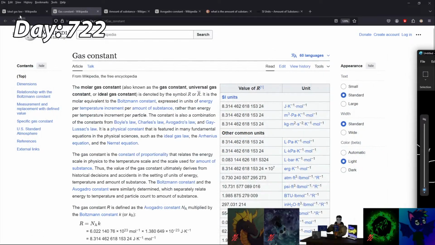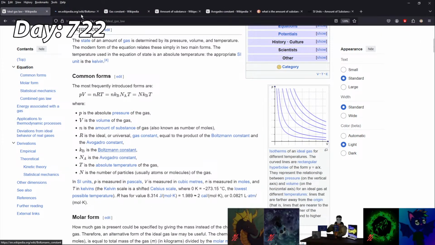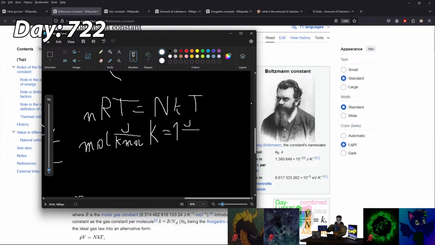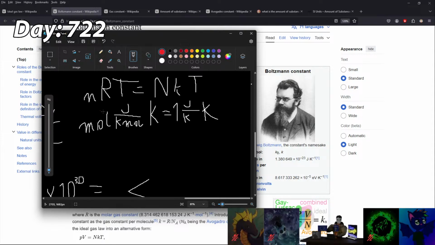Then the Boltzmann constant is joules per Kelvin, if I'm not mistaken. Yeah, okay. Boltzmann constant is joules per Kelvin. And T is just Kelvin, right? Do you agree with everything so far? Yes. Okay, that's good, because that makes sense. You cancel out the moles, you cancel out the Kelvins, and what you're left with is J equals J. Yeah, because it's the ideal gas law, it has to hold.